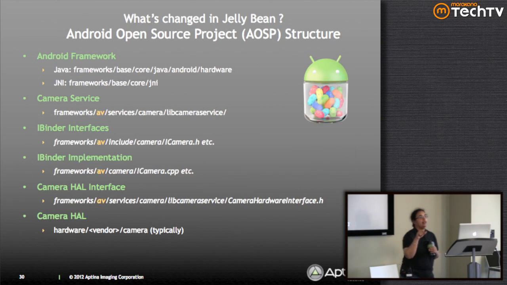So this is the open source folder structure, and it's probably too small to see, but it shows where different pieces of the code live. And interestingly, this got changed in Jellybean, and things moved from frameworks base to frameworks AV. But when I did a diff of all the folders, I didn't find too much of a difference in the code. It's more like bug fixes or support for the new API called the autofocus move callback. So I didn't see any major difference in the code base. They just moved it around.